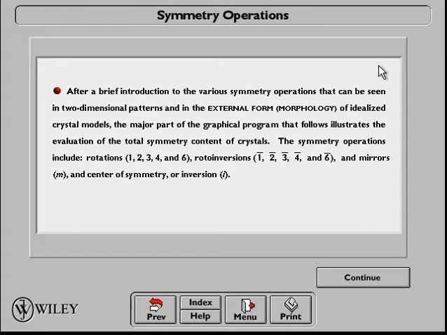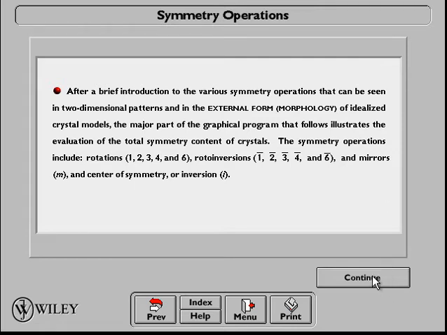The symmetry operations include rotation, roto-inversion, mirrors, and center of symmetry or inversion. So these are now the symmetry operations. We have rotation, we have roto-inversion, we have mirrors, and we have the center of symmetry, or the inversion.